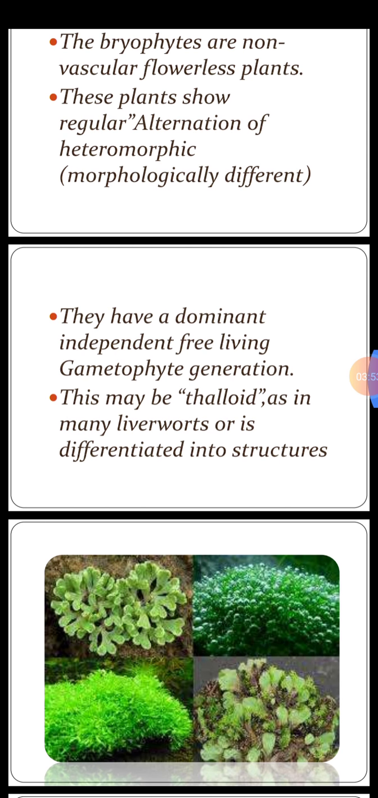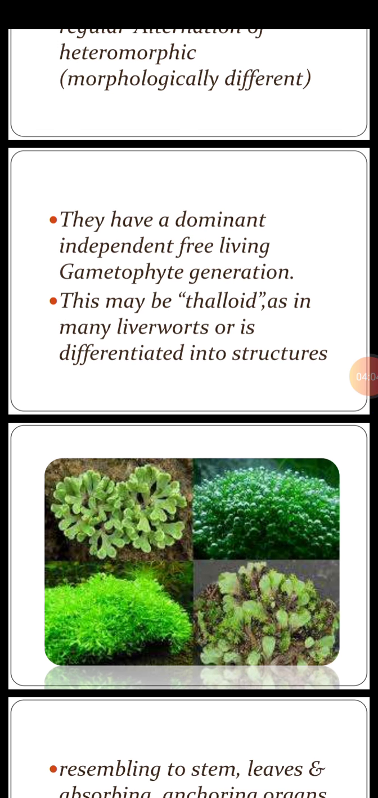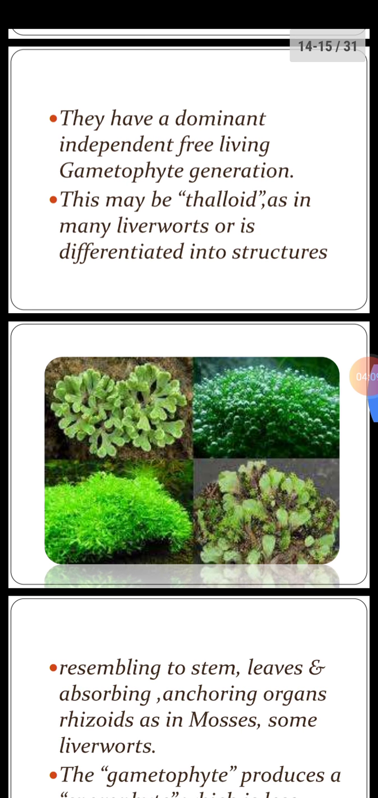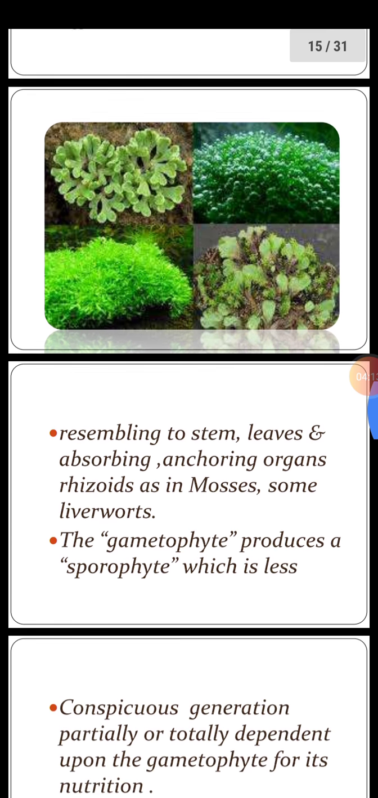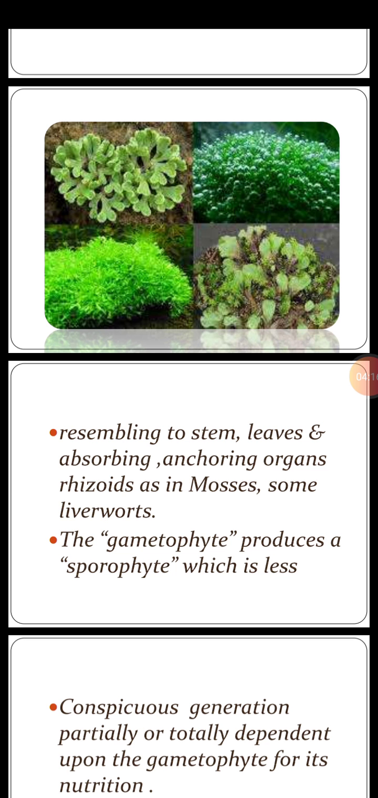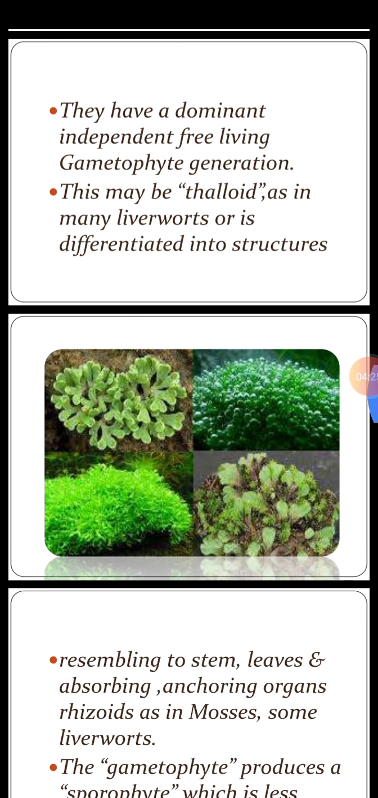They have a dominant, independent, free-living gametophyte generation. This may be thalloid. Thalloid means ribbon-like, as in many liverworts, and it's differentiated into structures. As you can see in the pictures, mosses and liverworts are shown, resembling stem, leaves, and absorbing anchoring organs, rhizoids in mosses and some liverworts. So gametophyte is a dominant generation.